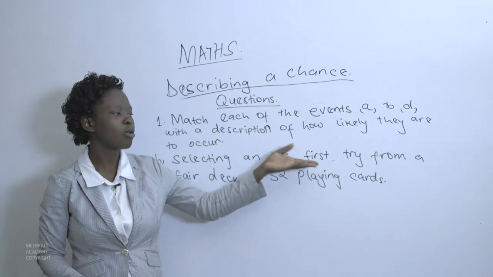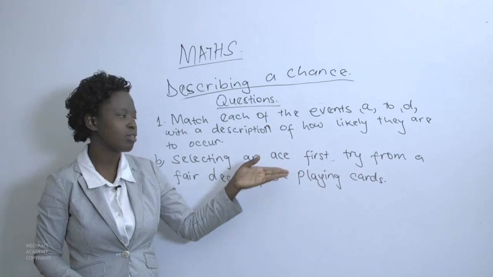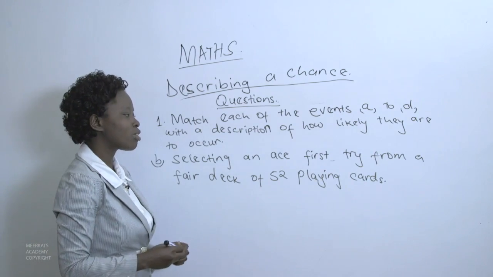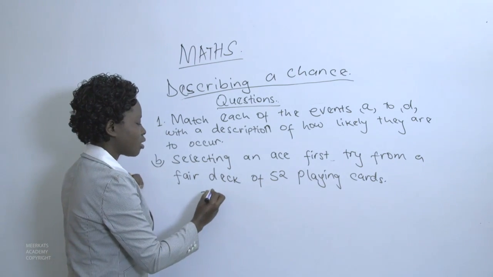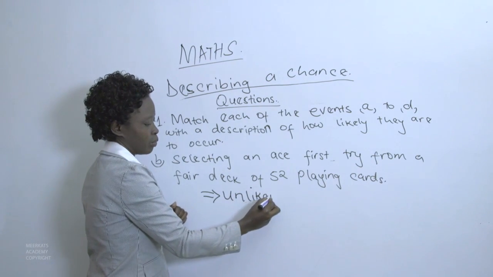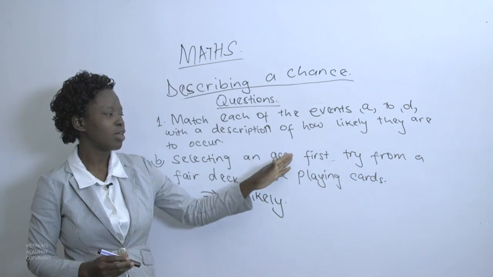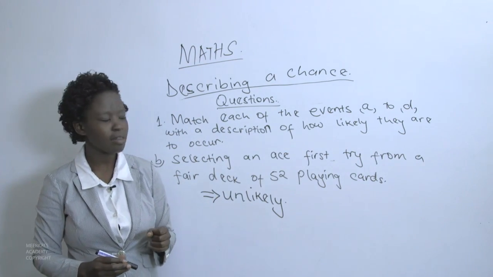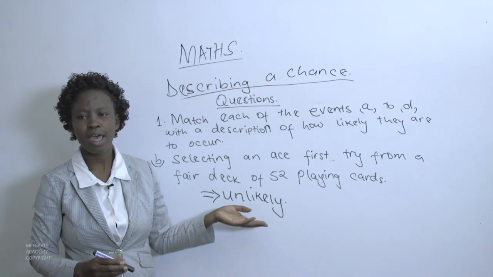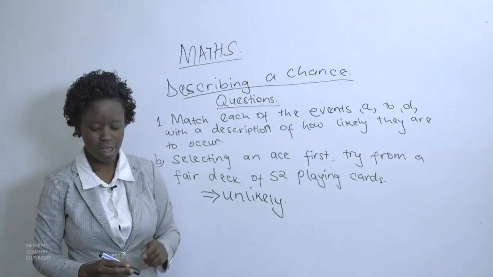pick an S on your first try. So it means there are very minimum chances of picking this S. So since the chances of picking the S are minimum, we say that this event is very unlikely to happen. Being the fact that there are very minimum chances of us picking that S, we describe the event as an unlikely event that can take place.